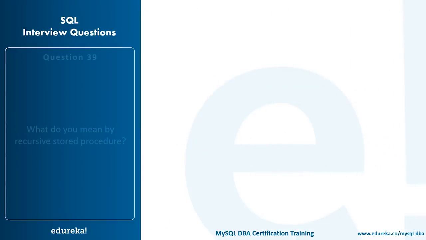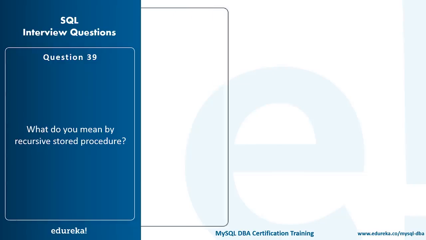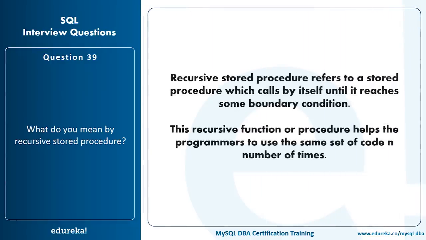Now let's move forward to our next question, that is, what do you mean by recursive stored procedure? Recursive stored procedure refers to a stored procedure which calls itself until it reaches some boundary condition. This recursive function or procedure helps the programmers to use the same set of code n number of times. So basically you first mention the boundary condition and then you use the recursive stored procedure to check if it calls itself till it reaches the specified boundary condition.